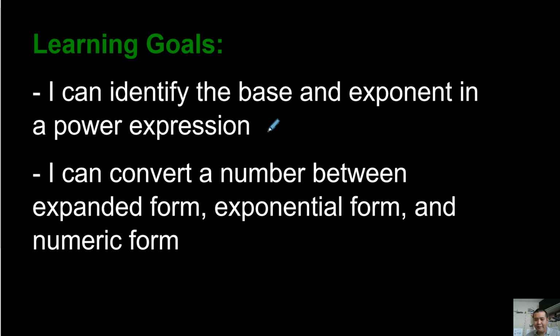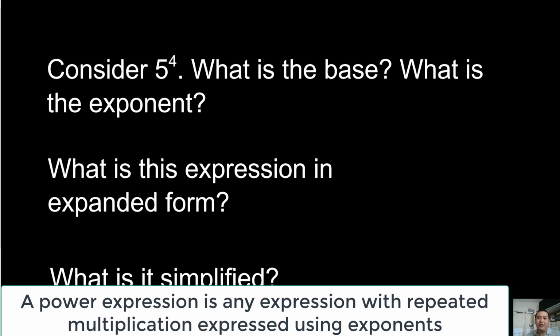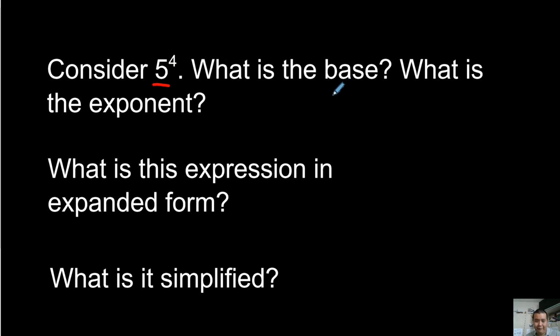So for example, 3 to the fourth is a power expression. Okay, so let's go ahead and get started. 5 to the fourth, this is a power expression because it has an exponent. The base is the big number. It's the number that we're going to multiply over and over again. So in this case that would be the 5. Okay, so the base is the number that you're going to multiply over and over again.